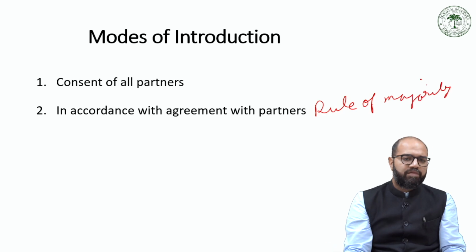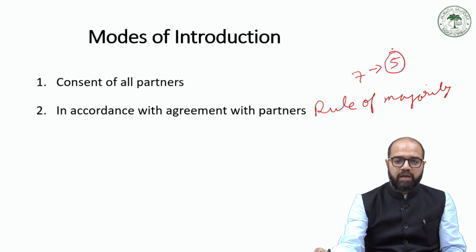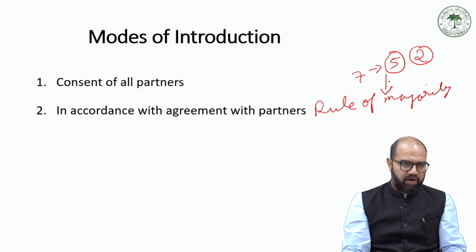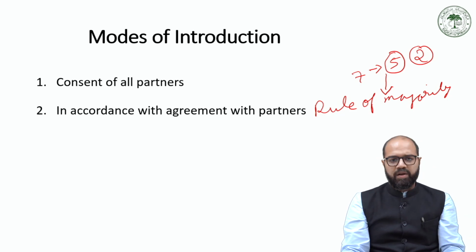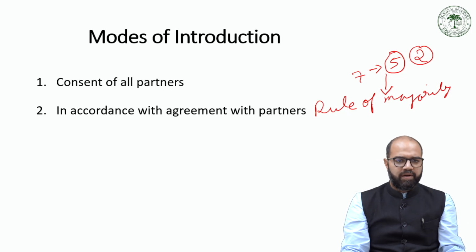So for example, if in a partnership firm there are a total of 7 partners, and of these 7 partners, 5 agree and 2 disagree, then if there is a rule of majority, a new partner can be introduced. However, if there is a rule of unanimity, that is the consent of all partners, then it is not possible for the partners to admit a new partner, even if there is one veto by any of the partners.